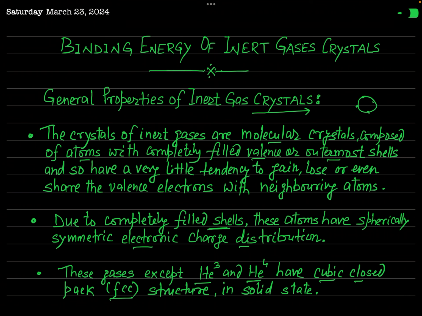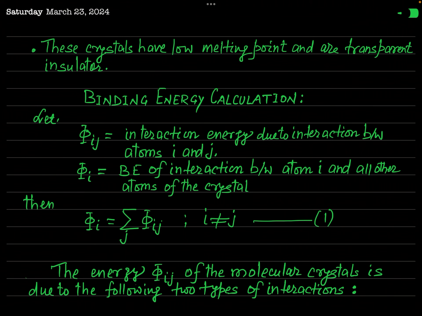Now, these crystals have very low melting point, and these are also transparent insulators. It means these crystals do not conduct electricity, so they are insulators, and light passes through them, so these are also called transparent. So these crystals have a very low melting point, and these are transparent insulators. I have mentioned it. So these were some of the important properties or features of this molecular crystal.